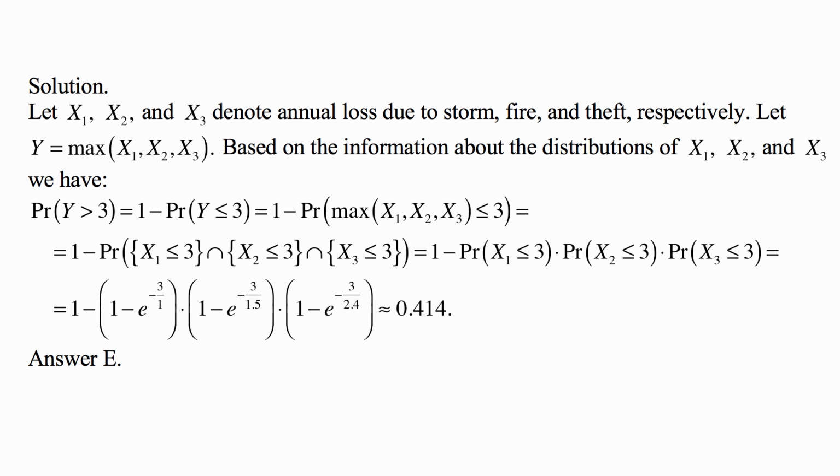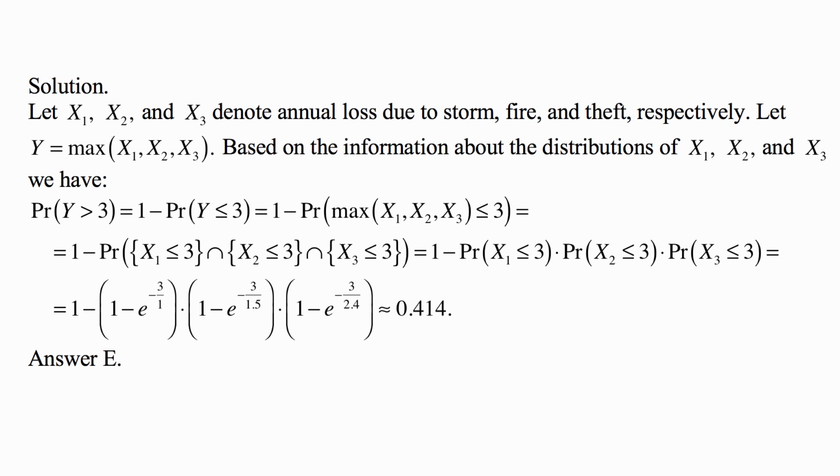Let us write X1, X2, and X3 for the annual losses due to storm, fire, and theft, respectively. Let Y equal the maximum of the 3. The question asks about the maximum of the 3. Based on the information about the distributions of X1, X2, and X3, we have the probability that Y is more than 3 is 1 minus the probability that Y is less than or equal to 3, which is the probability that the maximum of X1, X2, and X3 is less than or equal to 3.